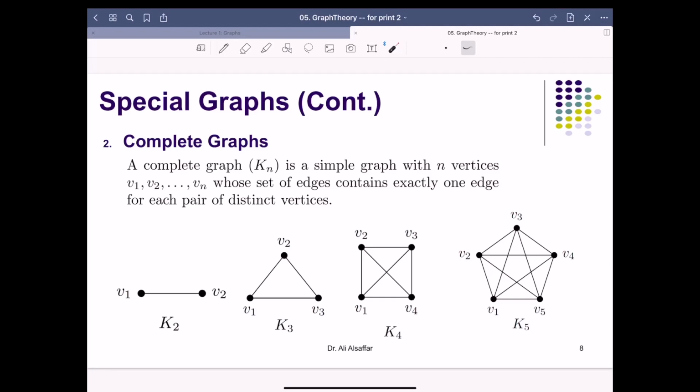One observation here: since there are no parallel edges and no loops, we can determine the maximum number of edges incident to any vertex. If this is K5, so the number of vertices n is equal to 5, then this vertex is at most adjacent to 4 vertices. It cannot be adjacent to itself. So this is 1, this is 2, this is 3, and this is 4. So here we can say that for a simple graph, the maximum number of incident edges for a vertex is simply n minus 1.